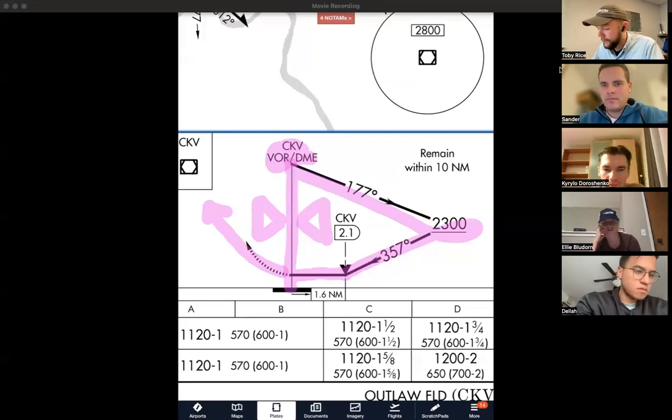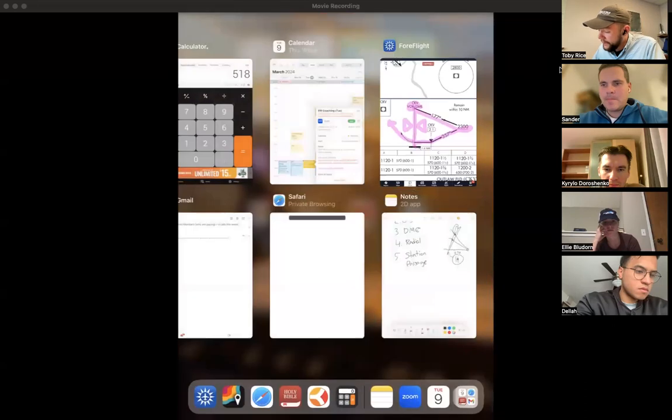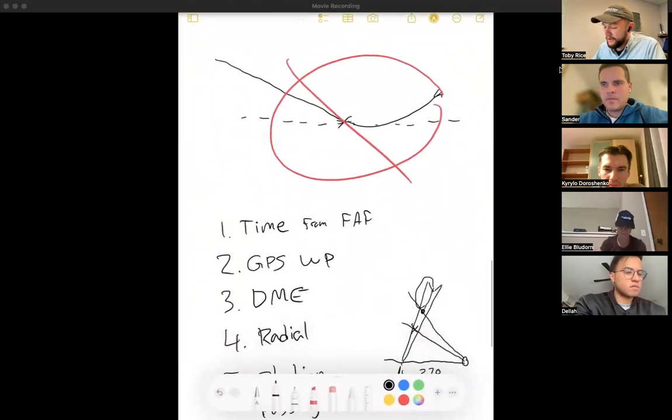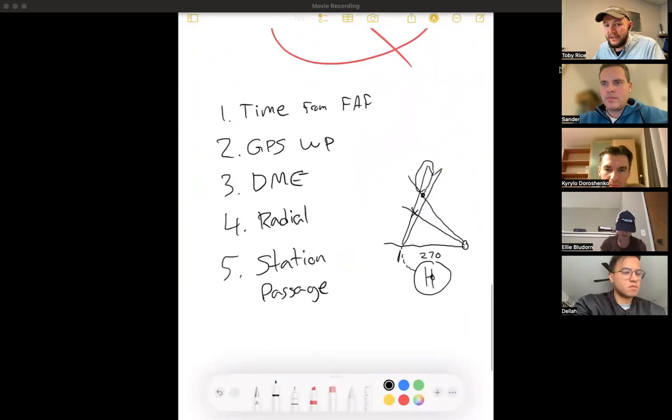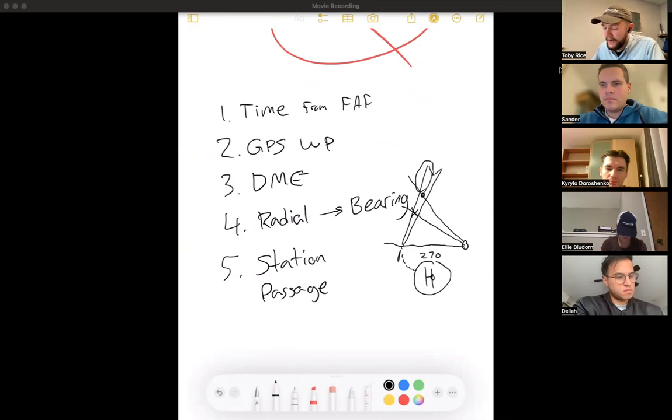So it's all pretty simple. But that's a very common way of doing that. I'm trying to think if there's any more. Let's see, DME, radials, station passage, GPS points, time. Of course, altitude if you're on an ILS or something, but we're flying non-precisions. So DME. And also, I'm going to say radial could also be a bearing as well. So if you are using an NDB or an ADF, for example, it might be a bearing instead of a radial, but the concept is still the same.